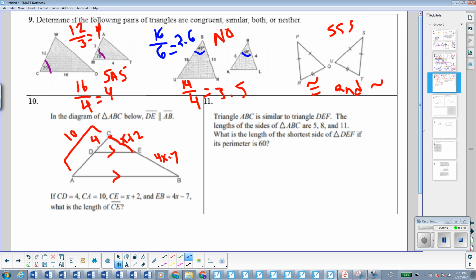I just want to draw your attention to the fact that the small triangle that I'm highlighting in blue and the big triangle are similar by AA. We do have parallel lines cut by a transversal.